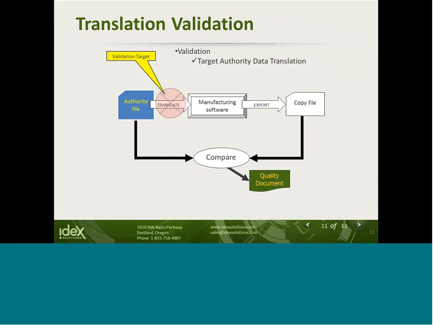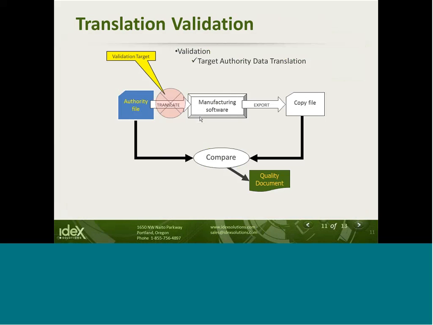So what does the validation process, if you will, look like? It's fairly simple, but there's a couple of caveats to it. Usually, the aerospace manufacturer has an authority data set that it's going to send down to its supplier. The supplier has some sort of manufacturing software that it uses, obviously, to manufacture parts. That authority data set is usually read into the manufacturing software for use.